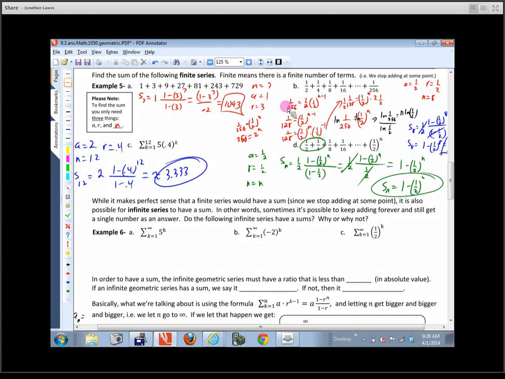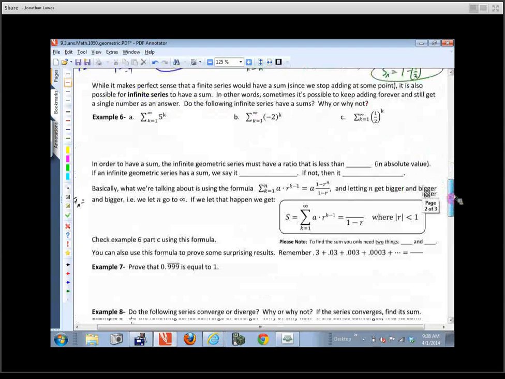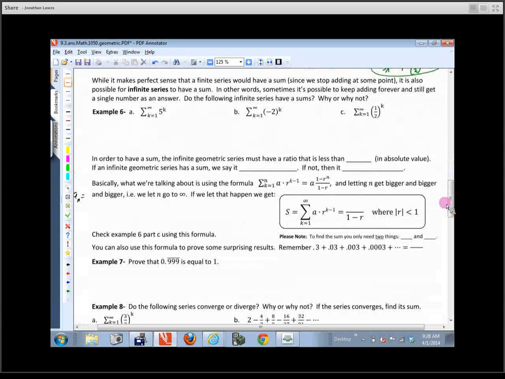If it's an infinite series, that seems a little bit weird that we'd actually get a number answer, but it's possible with some particular types of series to get a number answer if we go on and add forever, and never stop. So that's called an infinite series. So let's take a look at this one right here. What we want to do first is figure out which ones would have a sum and which ones wouldn't. So let's take a look at 5 to the k.